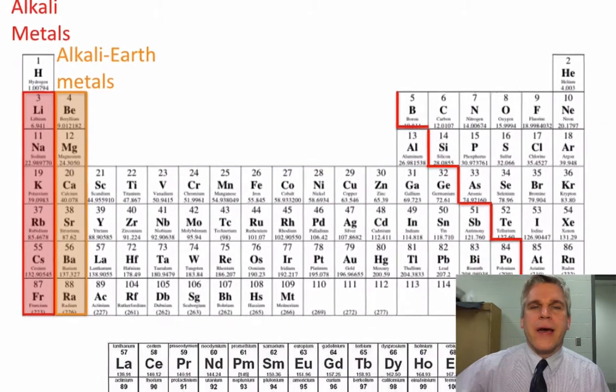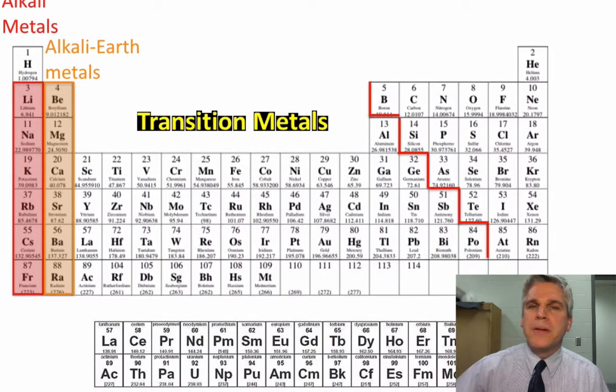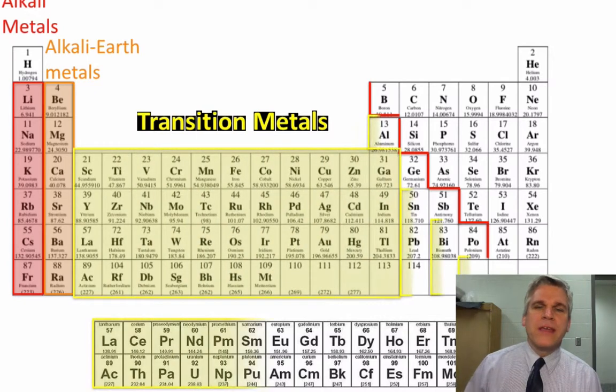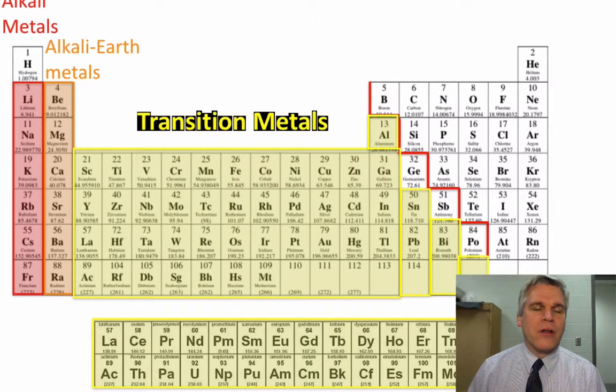The middle of the periodic table are the transition metals, and we're going to color all those in yellow. So most of the elements in the periodic table are the transition metals, even those two rows that are brought down below the periodic table.